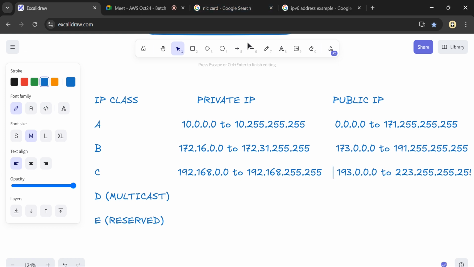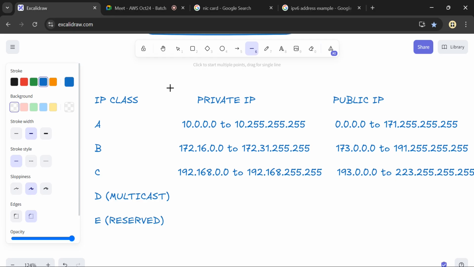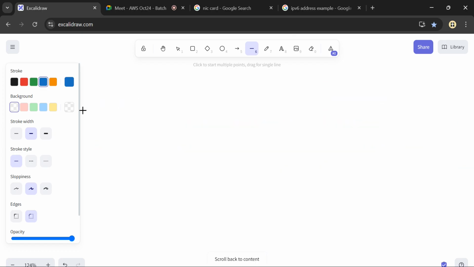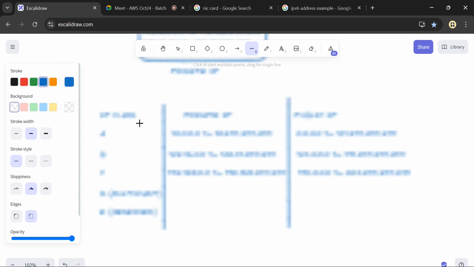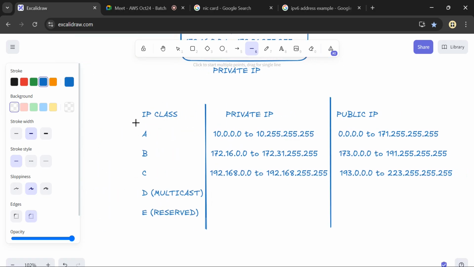Okay, so these will be used by special organizations, we can say, like government or agencies and other confidential or, let's say, high secret agencies and all. So these other IPs that you can see here after class ABC are not exposed publicly. They are not available for public use, and that is what we have in class D and class E.